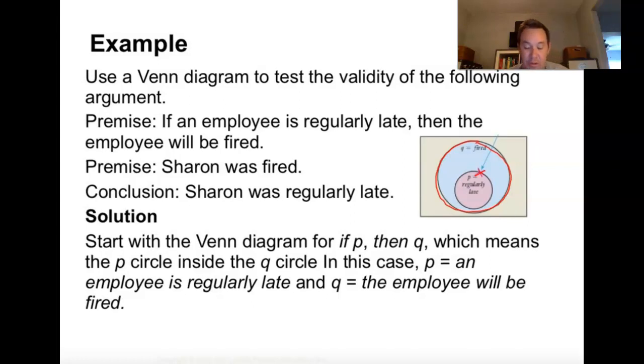To indicate that, we're going to put the X representing Sharon on the border, meaning it could be just in the fired or in the regularly late as well. And then the conclusion was that Sharon was regularly late. Again, we can't assume that. She's on the border there between the sets. So this is an invalid argument. And this was a case of affirming the conclusion. The conclusion was the person is fired, and we're affirming that she was fired, but you can't conclude from that that the hypothesis was also true. That's not a valid form of argument.